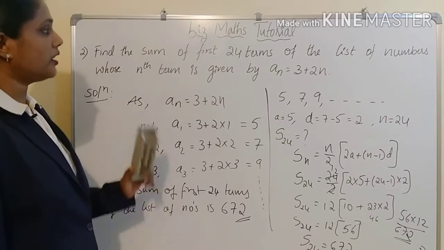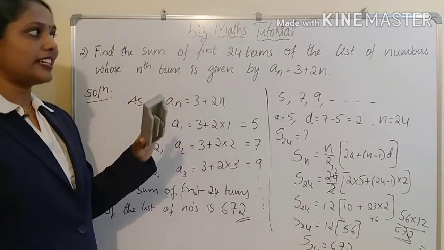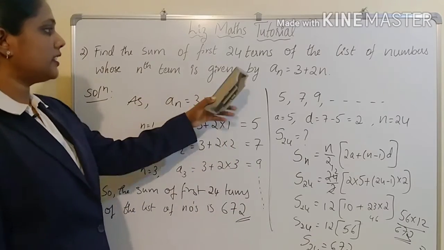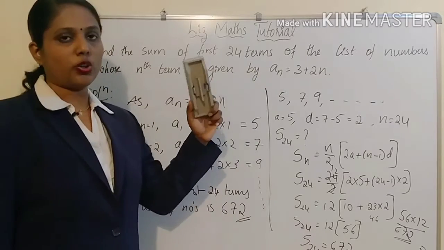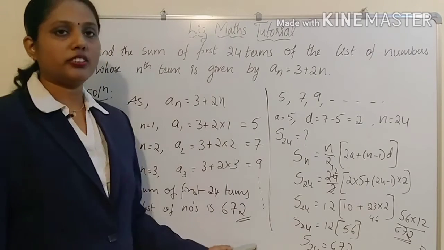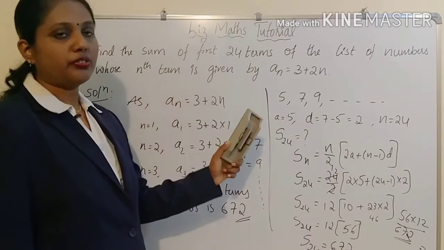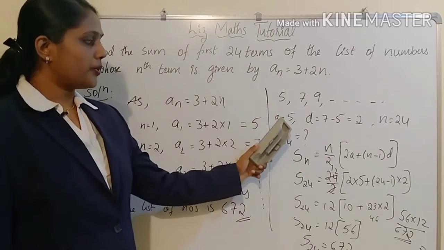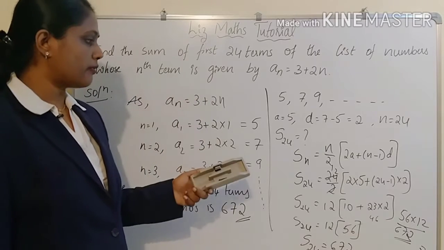So I hope you understood what they asked. Find the sum of the first 24 terms of the list of numbers whose nth term they have given. The nth term is an is equal to 3 plus 2n. When you substitute n is equal to 1, you will get the first term, then n equal to 2, and likewise the second, third, fourth terms. You have to find the total of 24 terms. After getting this AP, you have to substitute into the formula for the sum of the first n terms of an AP.